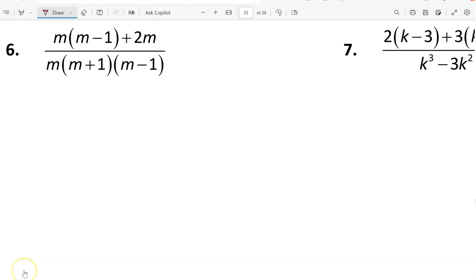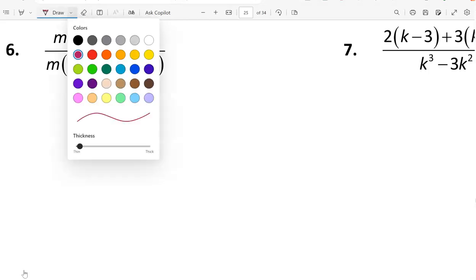In 6, we'll notice that part of the work has been done for us. The denominator is in factored form. It has three factors. The first factor is m, the second factor is m plus 1, and the third is m minus 1. That being said, the numerator is not in factored form because all of those quantities in the numerator are not all multiplied with each other.